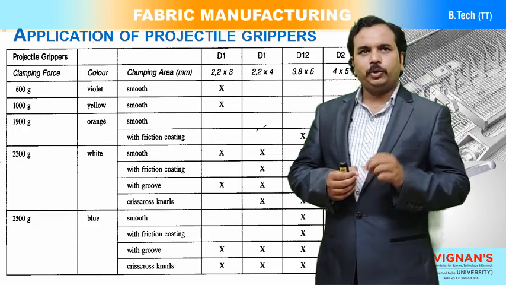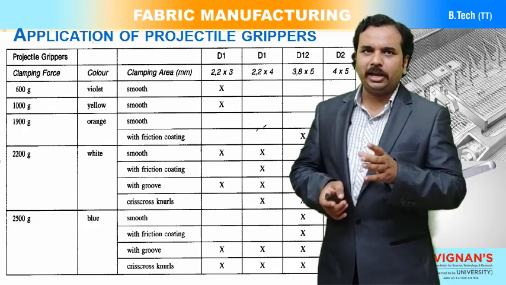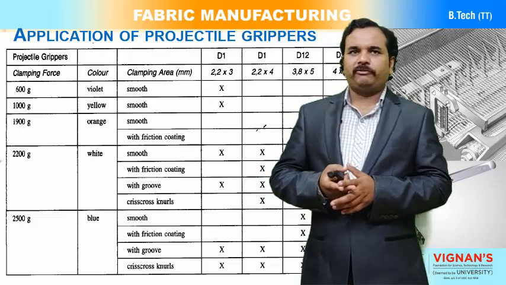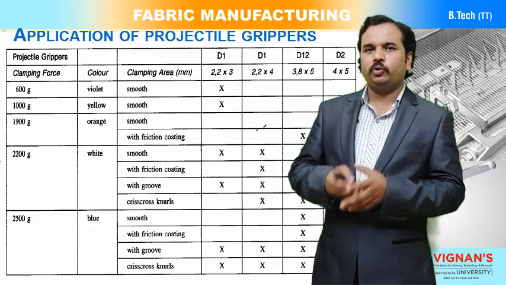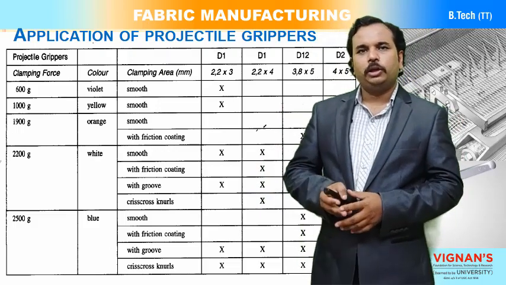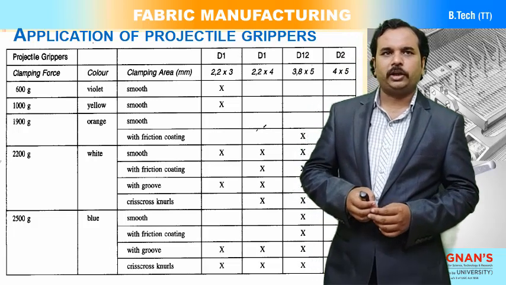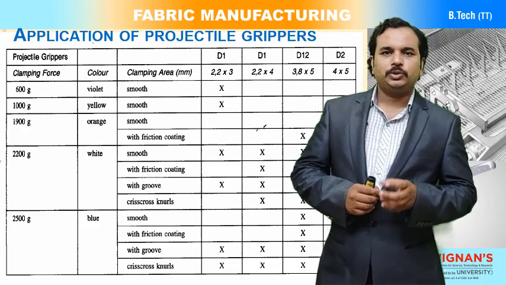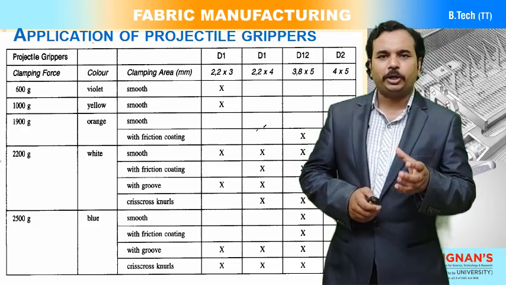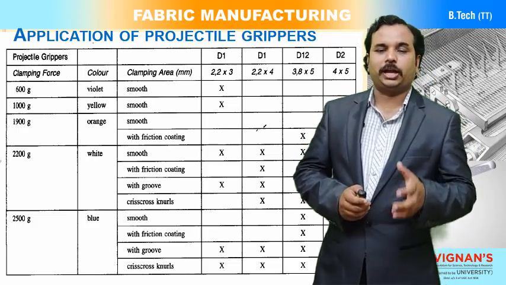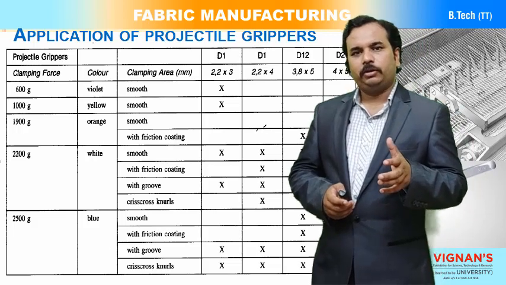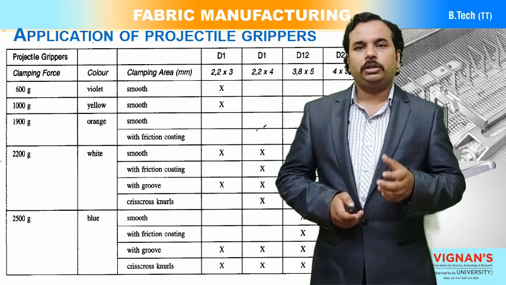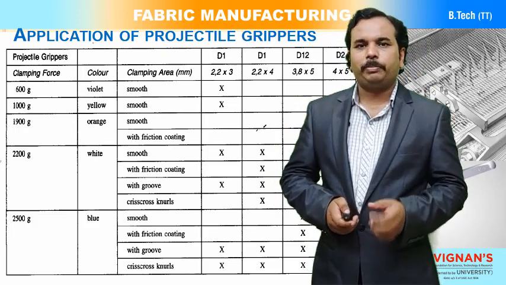Okay. So you can see what exactly the area of clamping is for a particular D1 type, D12 type or D2 type, and which one has this force requirement. Depending upon the force availability, we are going to select the particular type of projectile for a particular type of yarn. So this is how the projectile gripper applications are.